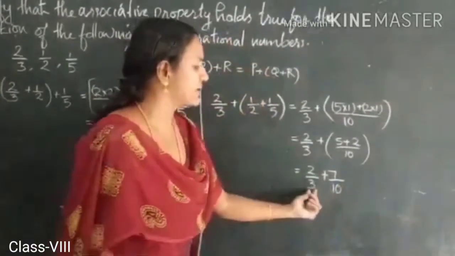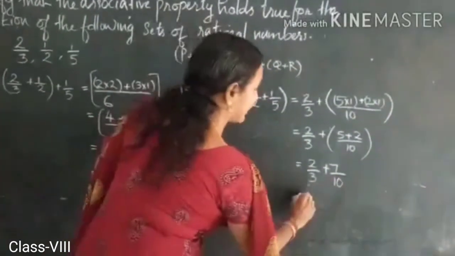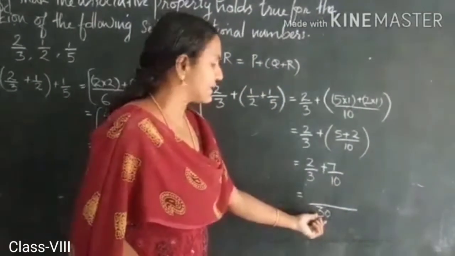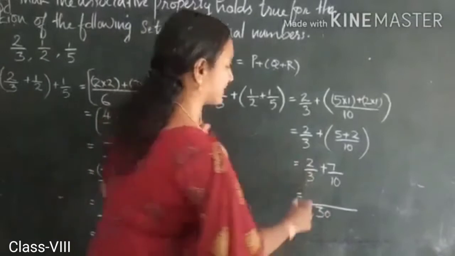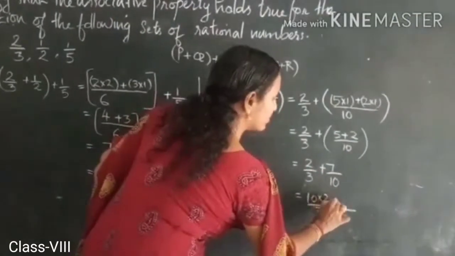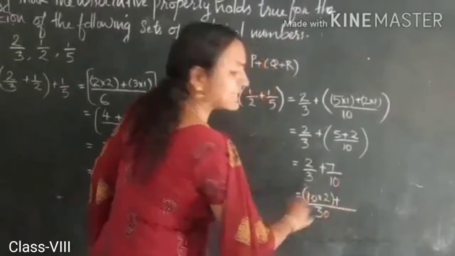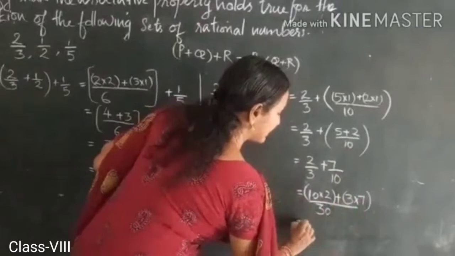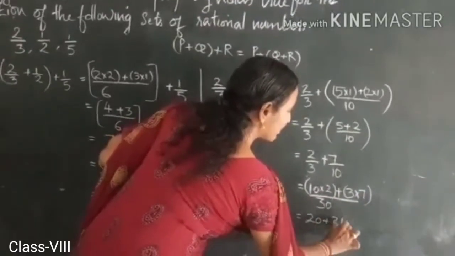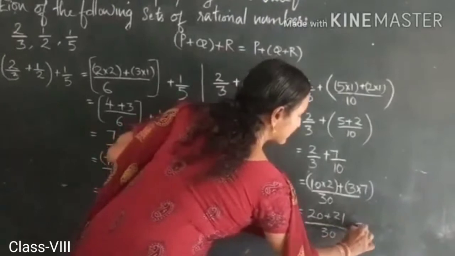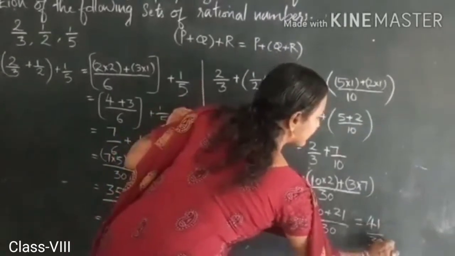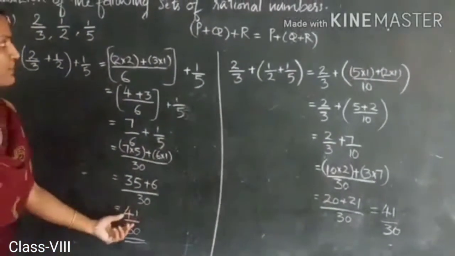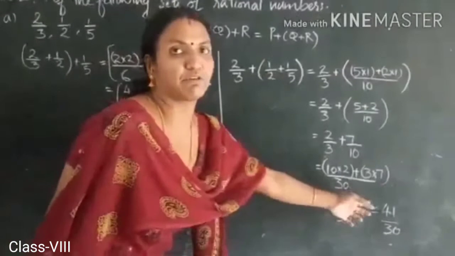Again LCM 3 into 10, 30. LCM is 30. 3 10s are 30. Then you have to multiply 10 with the numerator 2. So 10 into 2 plus 10 3s are 30. That 3 into numerator 7 is equal to 20 plus 21 by 30 is equal to 41 by 30. Here the LHS is 41 by 30, the RHS is 41 by 30.